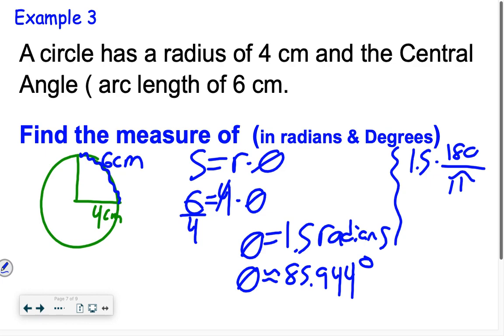Okay? So sorry that problem was worded weirdly. They just try to set up the picture for you using words, and I like to draw it to see what they're looking for, but they want us to find the measure of that central angle. Okay? So let's do another one.